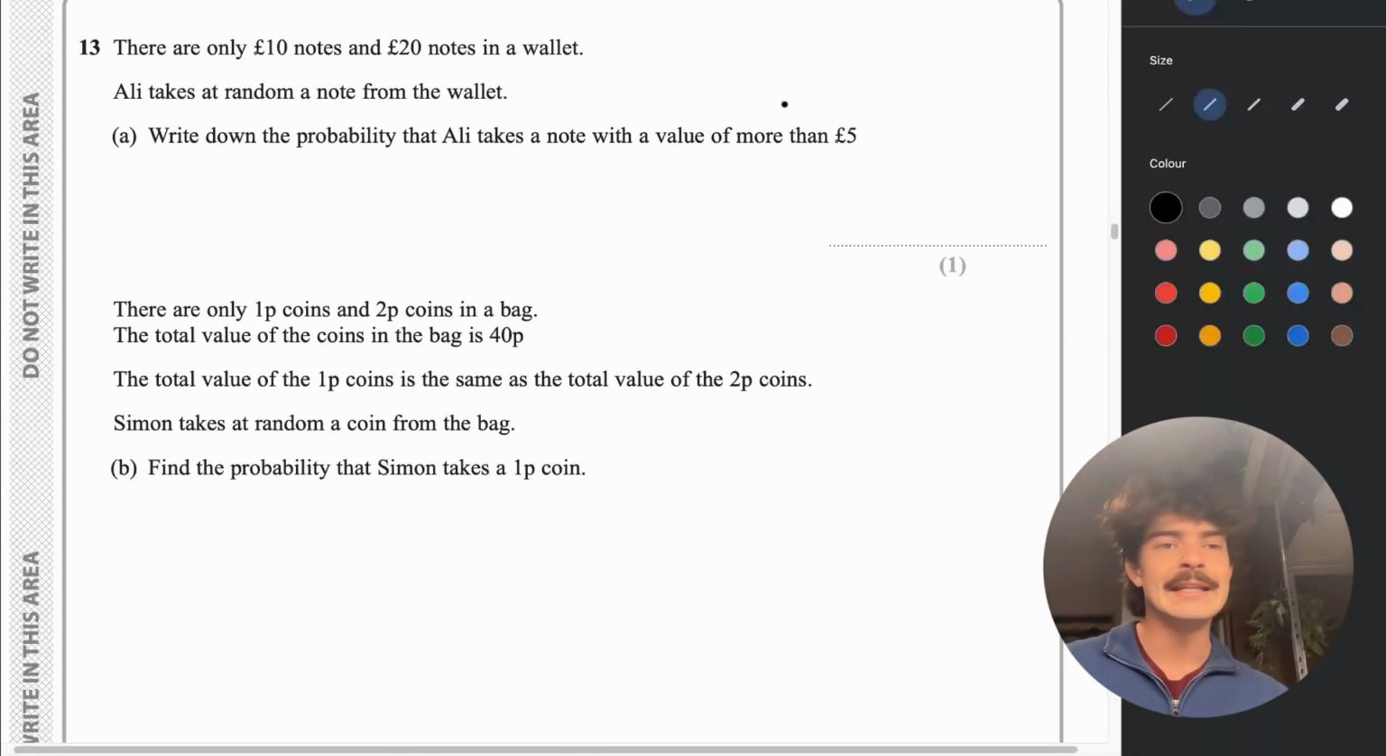Okay, question 13. There are only £10 notes and £20 notes in a wallet. Ali takes a note at random. What's the probability that Ali takes a note of value of more than £5? Right, so in our wallet we've only got £10 and £20 notes. Can she take out anything less than £5? No, it's actually a trick question. This is 100% likely.